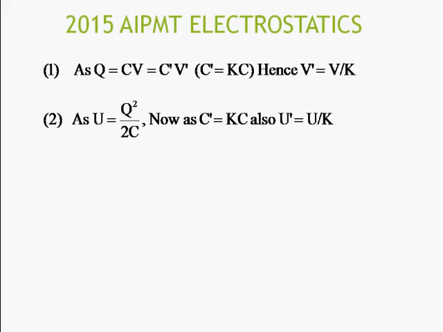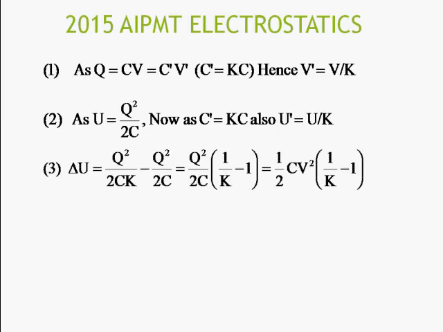Remember, whenever the battery is connected and some changes are made in the capacitor, the voltage remains constant. Now since the battery has been disconnected, the charge is constant. Hence we will use the Q squared by 2C formula, and we know that since the capacitance is increased, the energy has decreased from U to U by K.